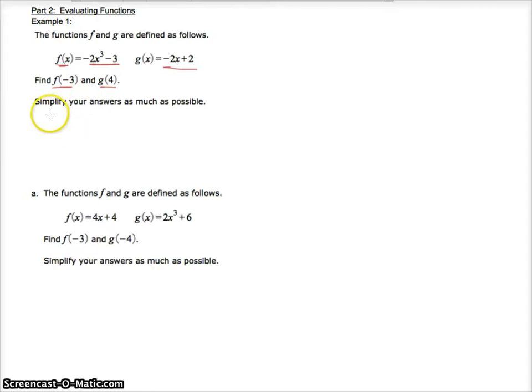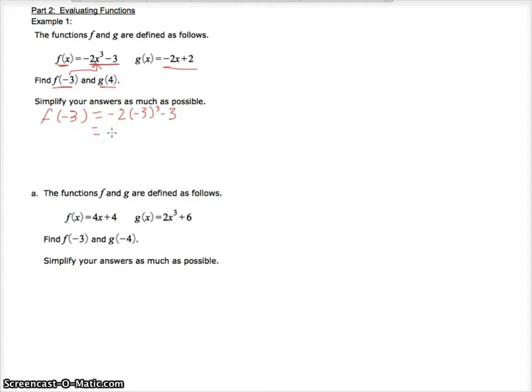So let's look at f of negative 3. When I say I have f of negative 3, I'm going to take negative 3 and input it into the value of x. So this is my input. I'm going to get an output for it. So f of negative 3 equals negative 2 times negative 3 to the third power minus 3.